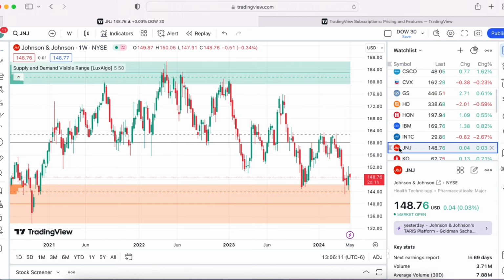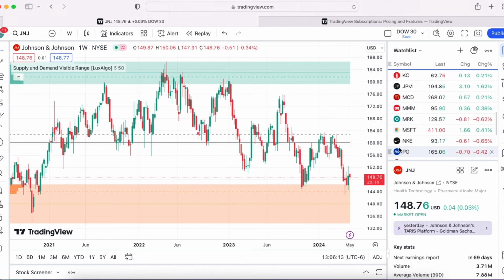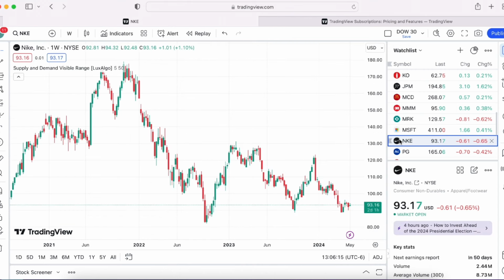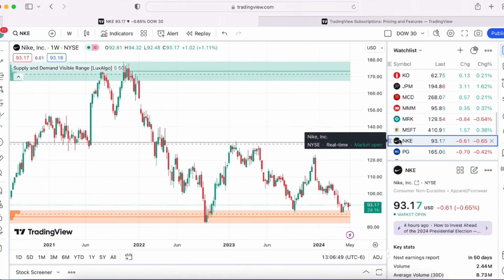The next stock I found was Nike. If I believe in this company, and if I think the price is right in the $90, $95 range, I will try to get in and use proper risk management technique.